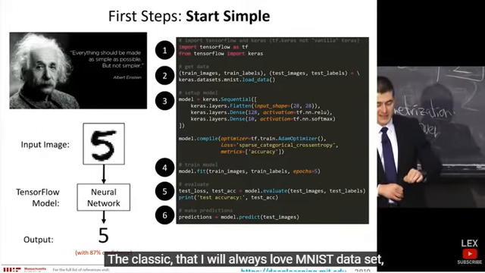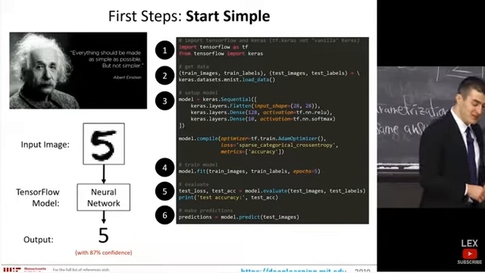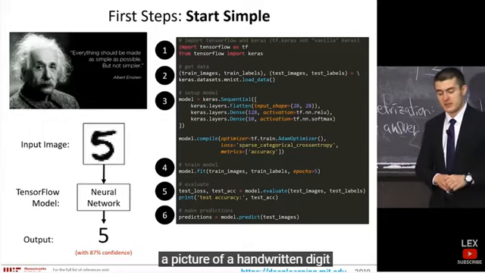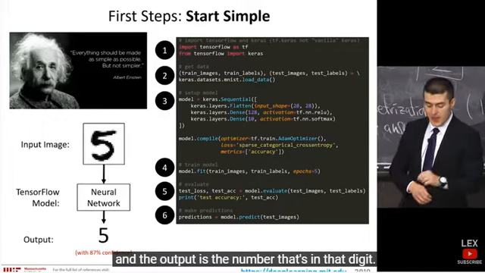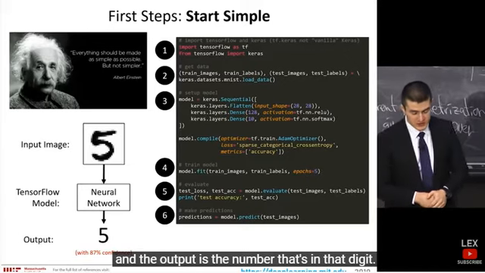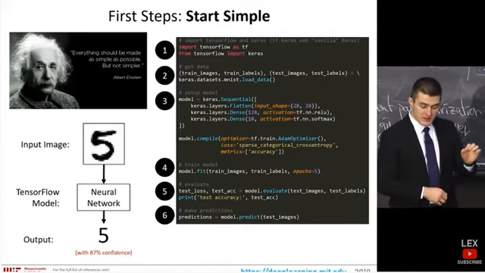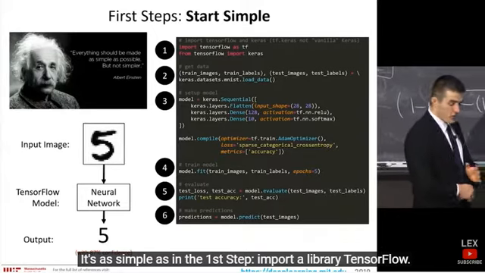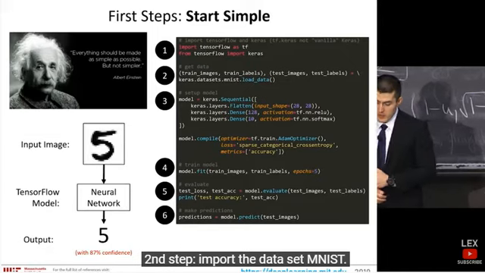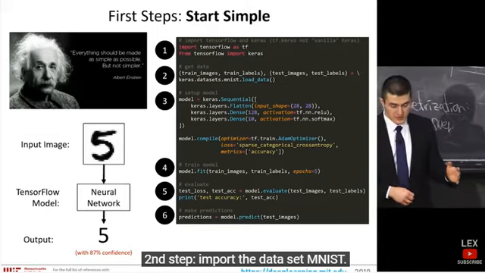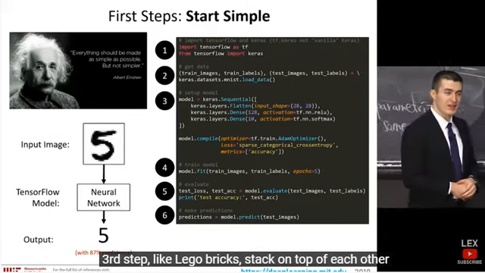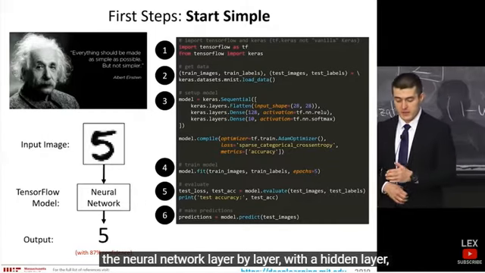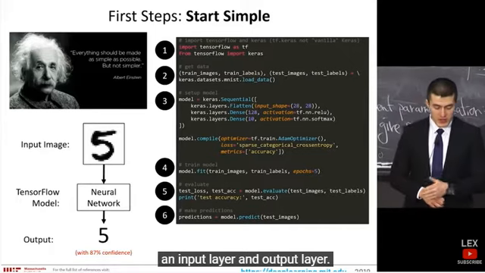The classic that I will always love, the MNIST data set, the handwritten digits, where the input to a neural network or machine learning system is a picture of a handwritten digit, and the output is the number that's in that digit. It's as simple as, in the first step, import the library, TensorFlow. Second step, import the data set, MNIST. Third step, like Lego bricks stacked on top of each other, the neural network, layer by layer, with a hidden layer, an input layer, an output layer.